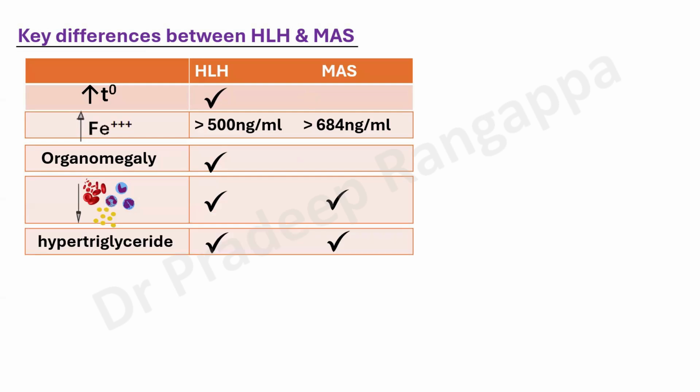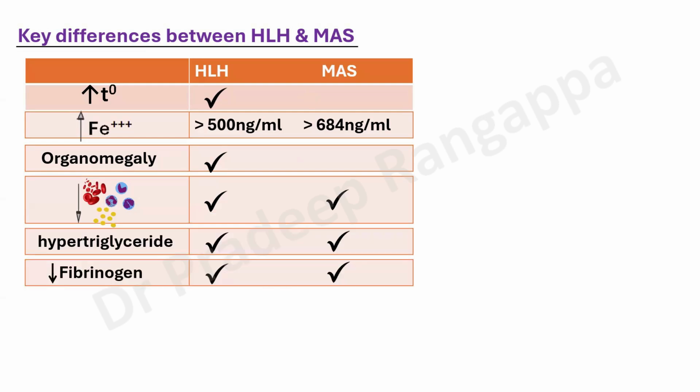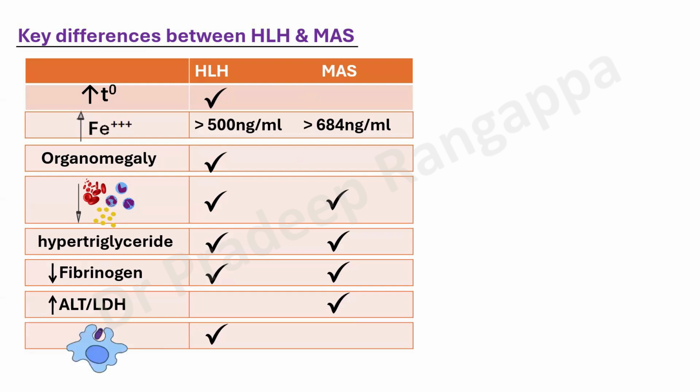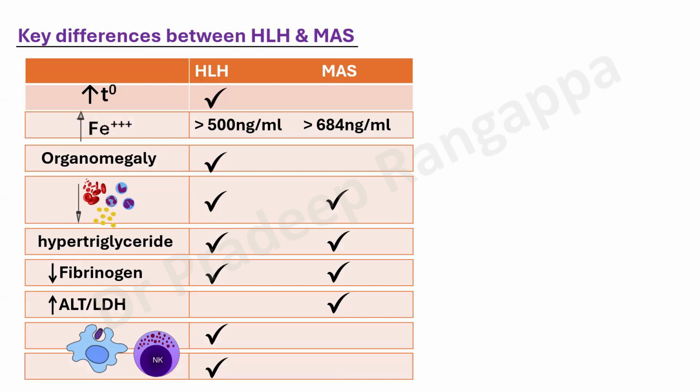And pancytopenias are present in both. Hypertriglyceridemias are present in both. Hypofibrinogenemia. Why hypofibrinogenemia? Because there is coagulopathy and fibrinogen gets depleted. So hypofibrinogenemia is present in both. And increased ALT and LDH is typically seen in macrophage activation syndrome. And phagocytosis is more distinctly characteristic of HLH and not macrophage activation. And natural killer cell abnormalities are present more in HLH.